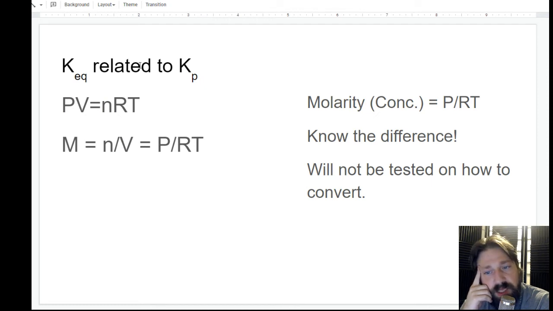It's not necessarily difficult. You can go through and figure out moles over volume, and that equals P over RT. It's not going to be terribly difficult. You can use PV equals nRT to convert concentration, moles over volume, to pressure. The thing is, it's not going to be on the AP exam. It's not going to be tested. You don't need to know how to convert. The only thing is, I just want you to know the difference. If we're talking about KP, use pressures. If we're talking about KEQ or KC, use concentrations. That's the only difference there.